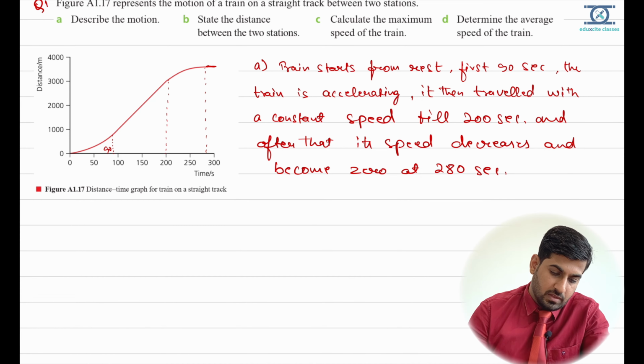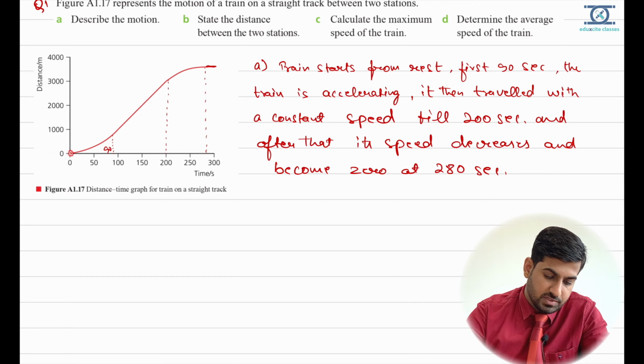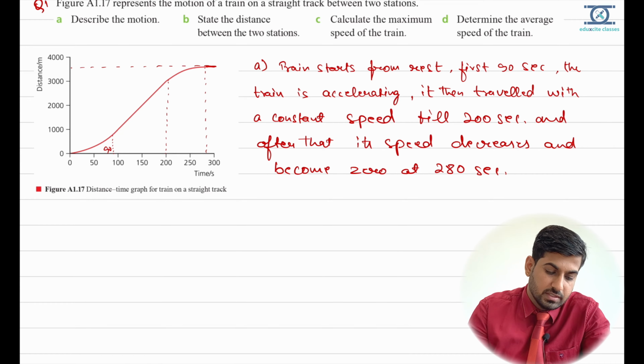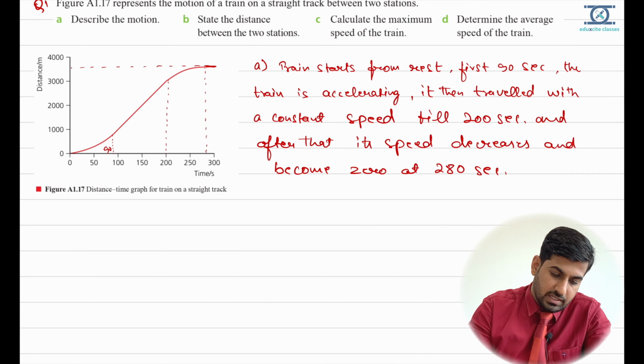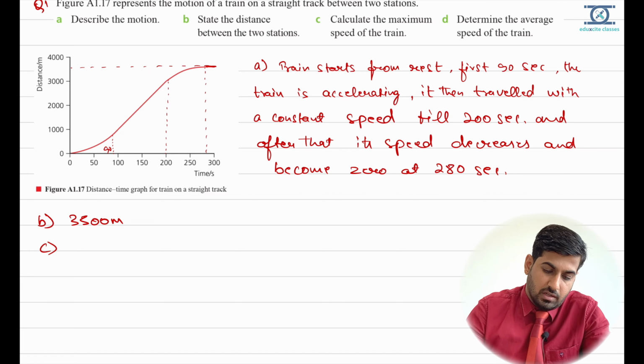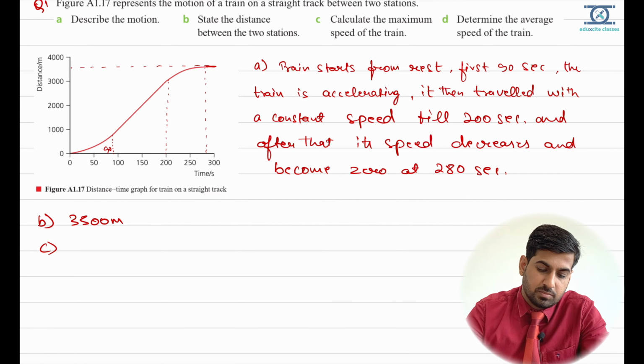Now the B part: state the distance between the two stations. It starts from 0 and then comes to rest. If you look at the graph, it cuts the y-axis midway between 3000 and 4000. So the distance for the B part is 3500 meters. Simple.